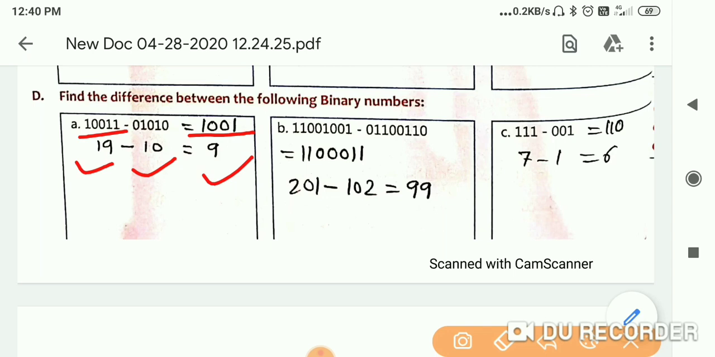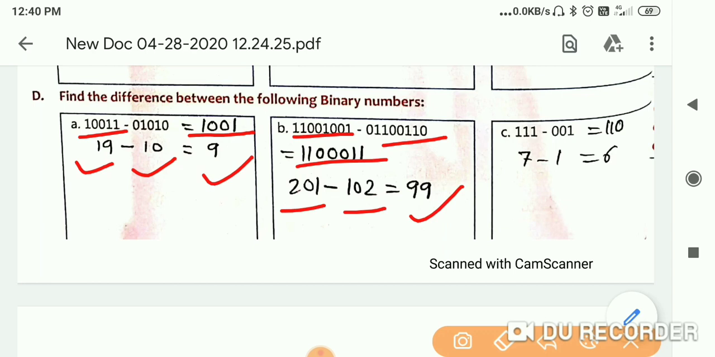The second one, 11001001 and 11001110. The answer becomes 110011 in binary. And if you want to convert it to decimal and check the answer, the first number is 201, the second number is 102, and after subtraction the answer becomes 99.